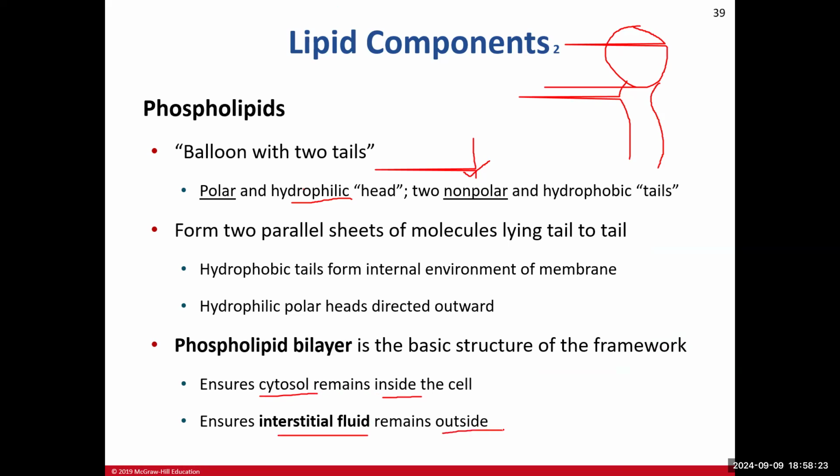So we're just going to put the part of the molecule that likes water in contact with the water, and then the part of the molecule that doesn't like water, we're going to isolate that and put that in the middle of the plasma membrane, because it won't come in contact with the water there. All right, so that's the phospholipid.